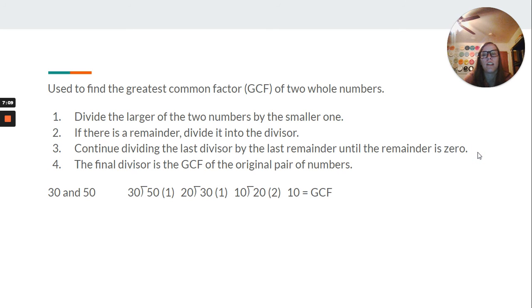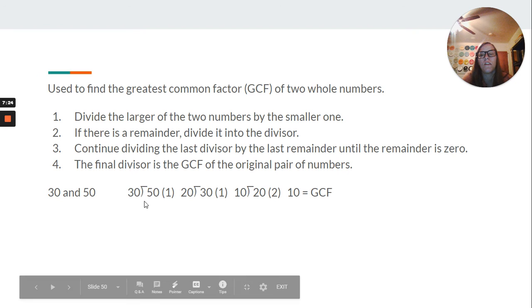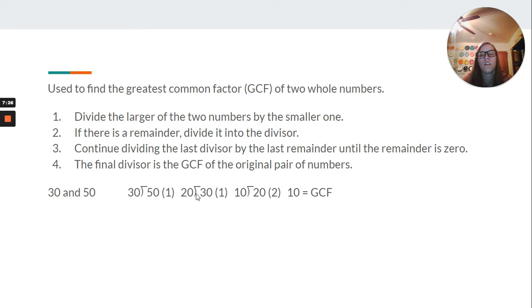And then we looked at the Euclidean algorithm to find the greatest common factor. So first you divide the larger of the two by the smaller. If there's a remainder, divide it into the divisor. So we did that here. And then continue dividing until it's done. So 50 divided by 30, 30 goes into it once. And then 50 minus 30 is 20. 30 divided by 20 goes in once. 30 minus 20 is 10, and 10 goes into 20 twice, so our greatest common factor is 10.